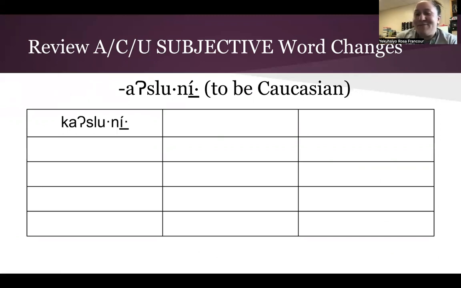So what I would have you do is practice. I'm not going to do them in the video here, but I'm just presenting the activities to you so you can have an idea of what to do to help you study. There's many other things you can do. This is just an idea. Azlun, to be white or Caucasian, I would make yourself a chart in your notebook. 3 columns, 5 rows, write the first one down.